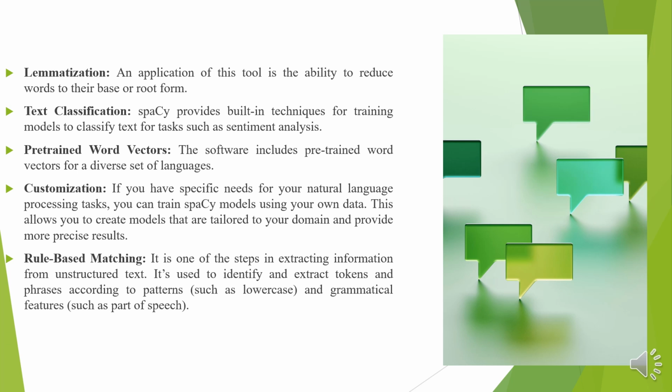Next feature is text classification. SpaCy provides built-in techniques for text classification, allowing us to train multiple models to categorize text into different classes. This is useful in applications like spam detection, topic classification, and sentiment analysis, where we determine whether a text expresses positive, negative, or neutral emotion.